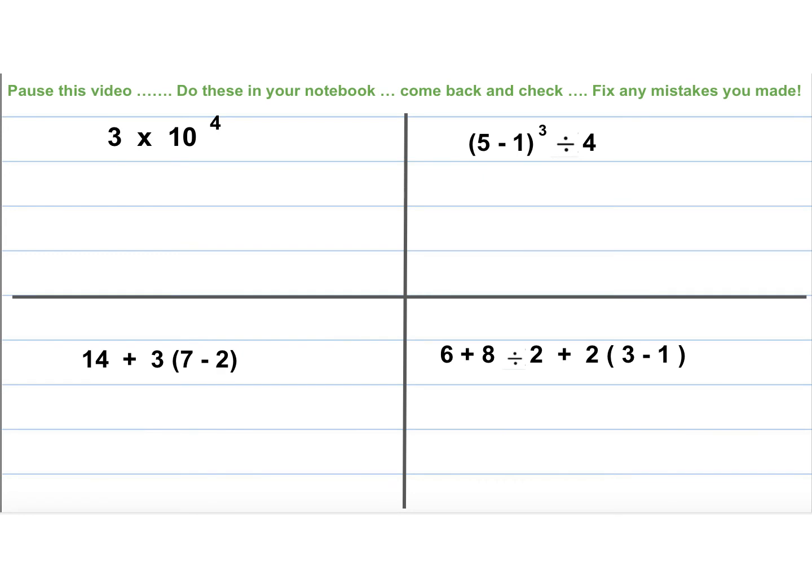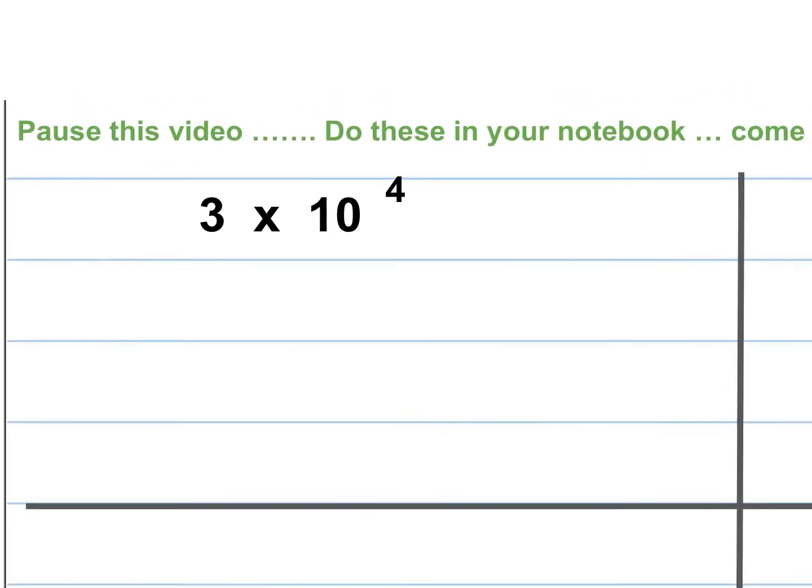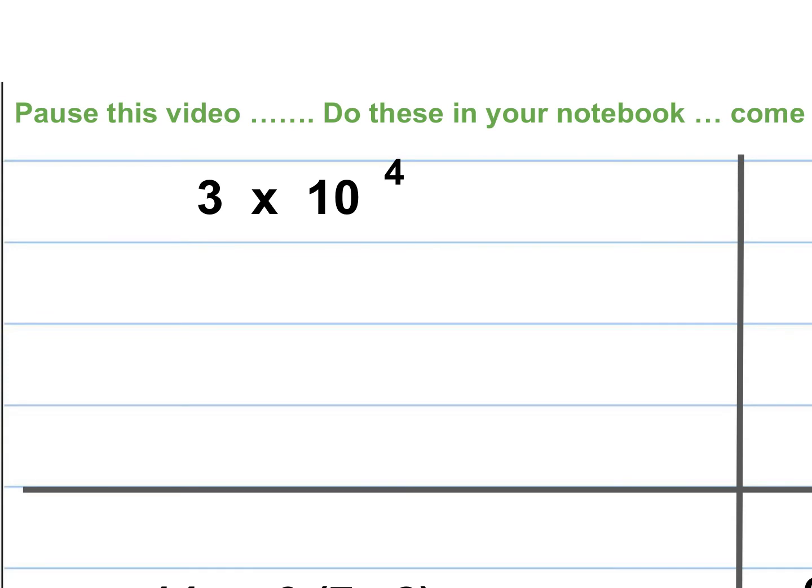Now pause, try these 4 on your own, come back, check your answers, follow along with any that you got wrong, and fix your mistakes. 3 times 10 to the power of 4. Don't have any parentheses, so we're going to start with our exponents.